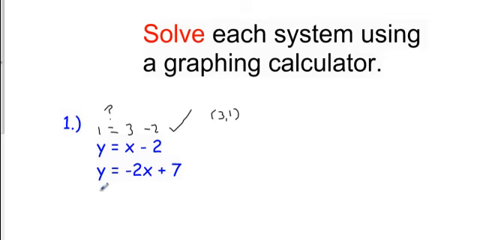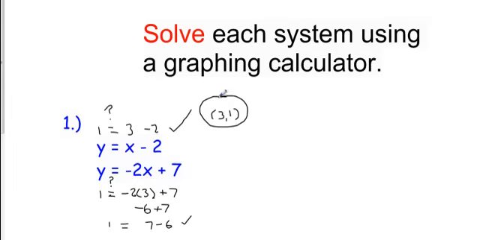Plug it into the other equation. 1, is that equal to negative 2 times 3 plus 7? And the answer will again be yes, because this is negative 6 plus 7, and negative 6 plus 7 is the same as 7 minus 6, and that does equal 1. It worked for both, therefore it is our answer.